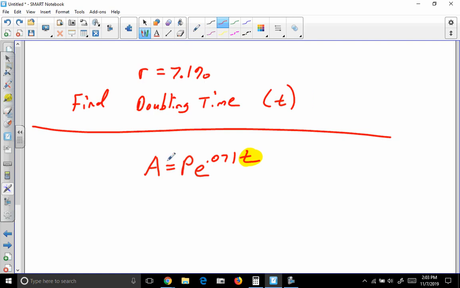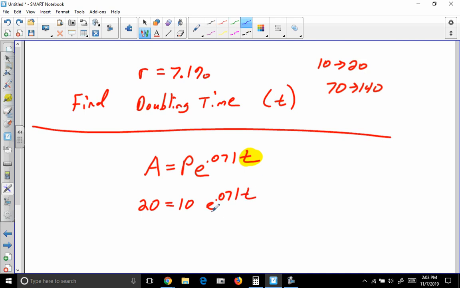So t is what we're trying to find. But notice it says doubling time. So doubling time is how long does it take for our population to double. So if our population started out at 10, when it doubled, there would be 20. Or if it started out at 70, when it doubled, it would be 140. So regardless of what number we put in for the population, let's notice what's going to happen.